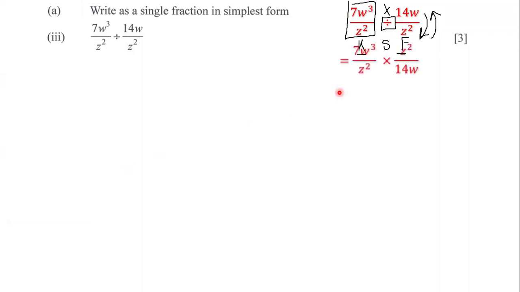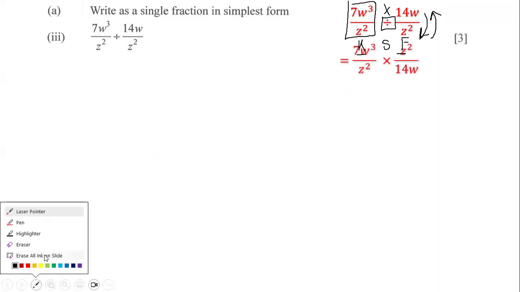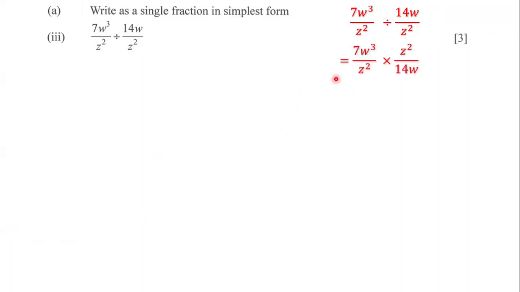And if you notice what we did here, we kept the first fraction untouched: 7 times w to the third power all over z squared. We don't change that. We switch the division sign into a multiplication sign, and we flip this fraction. So we put z squared on top and 14w at the bottom.